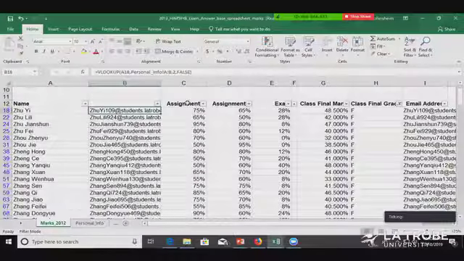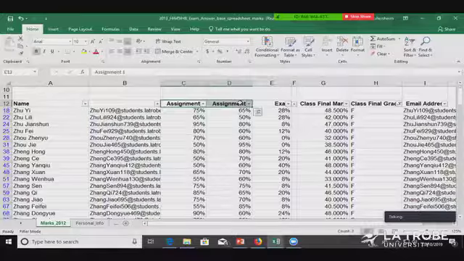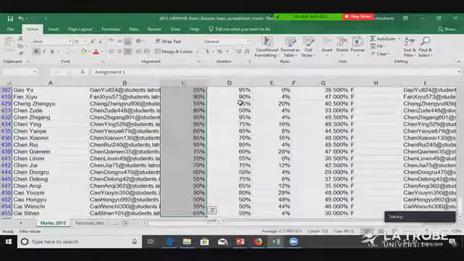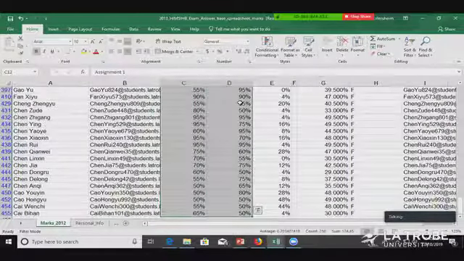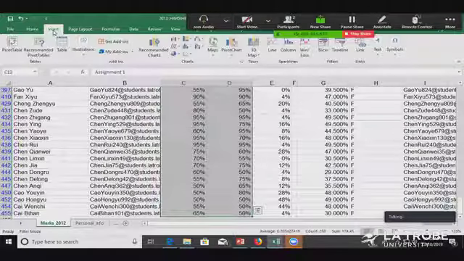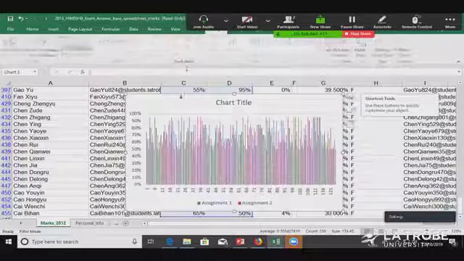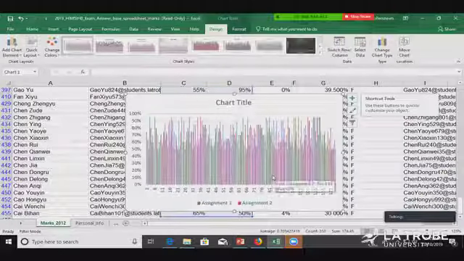Anyway, so chart. It's really quite easy to make a chart. Just grab the data, insert chart, bar chart. So it's not beautiful, but it is a chart.